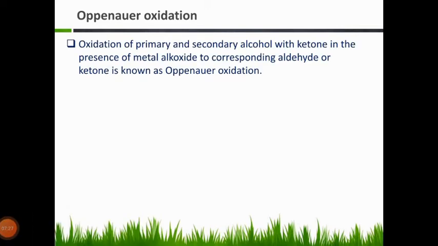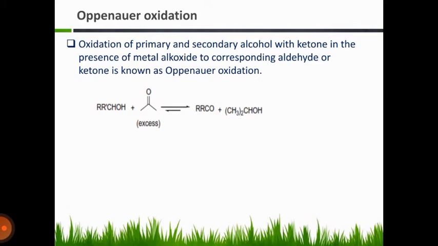So the Oppenauer oxidation is the oxidation of primary and secondary alcohols with a ketone in the presence of a metal alkoxide to the corresponding aldehyde or ketone, and it is known as Oppenauer oxidation. So this is how it could be represented. You could see that there is a secondary alcohol on the left hand side.